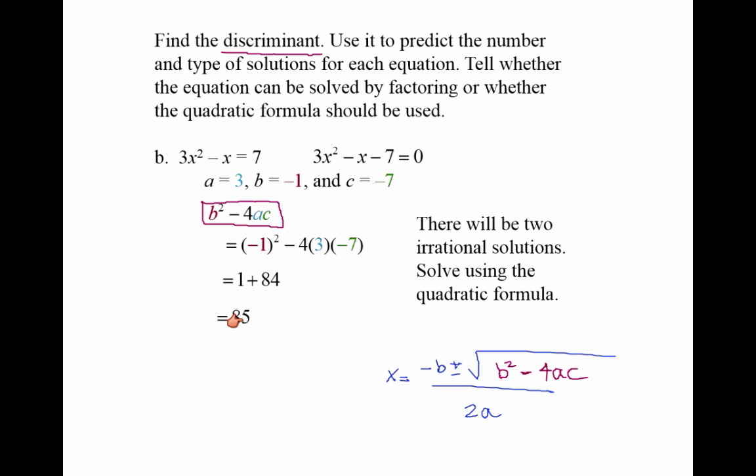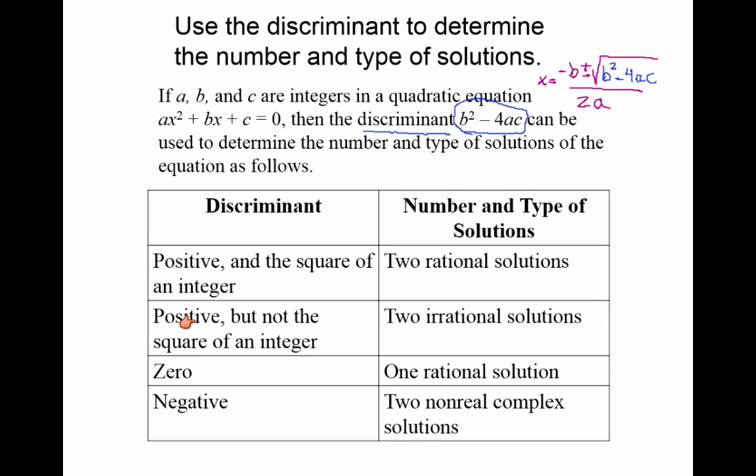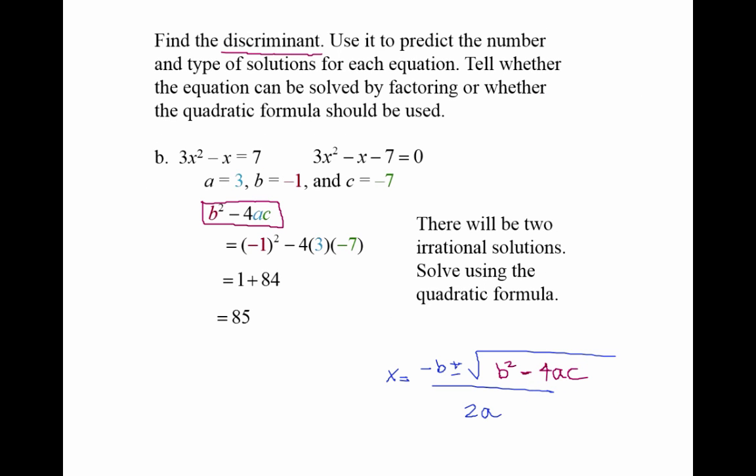Why irrational solutions? Remember the chart? If I go back to that chart, there it is. See, if what I have under the radical, b squared minus 4ac, is positive but it's not the square of an integer, that would be two irrational solutions. So this would be like 2, 5, 11, or in this case, 85. There would be two irrational solutions.